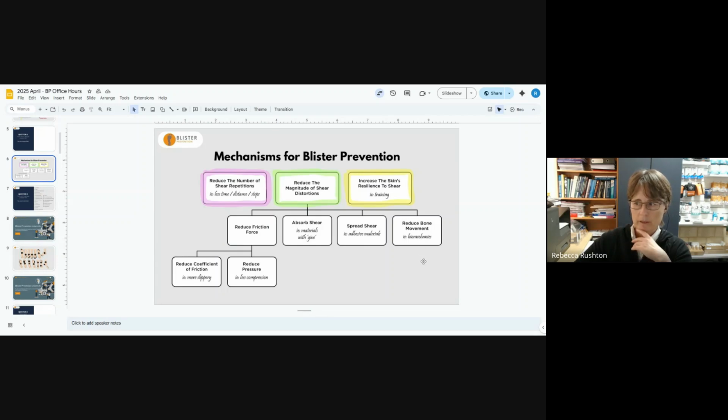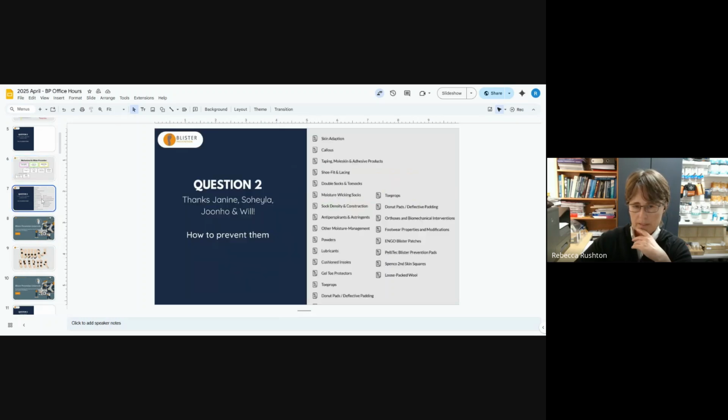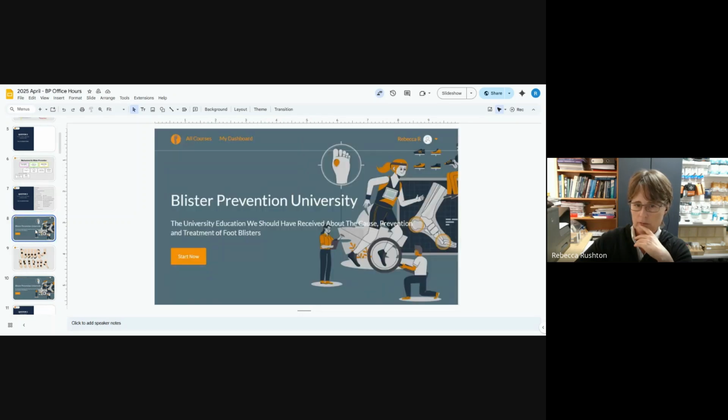Which ones are going to work best? Which ones in combination, and etc. But there's many more prevention strategies than ENGO patches, gel toe sleeves, etc. I don't have time to go through the mechanisms of action for each of these, but suffice to say that in Blister Prevention University, I do. That's the whole point of it. I go through the mechanisms of action and their pros and cons and some ideal usage scenarios.